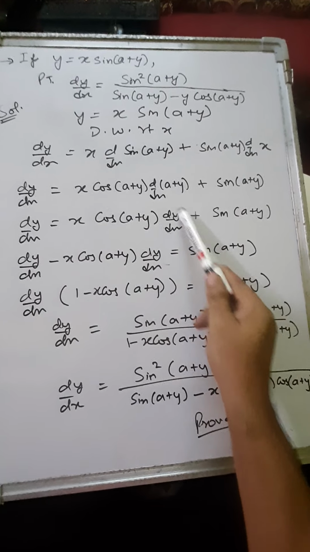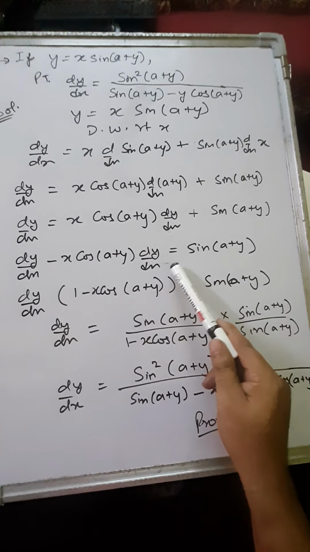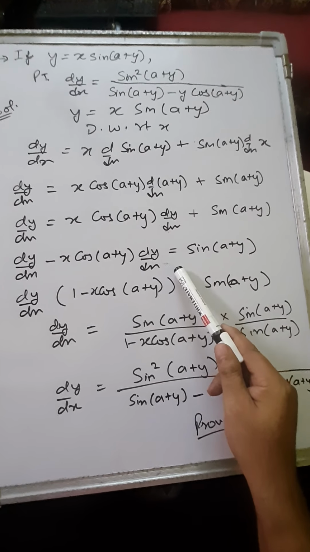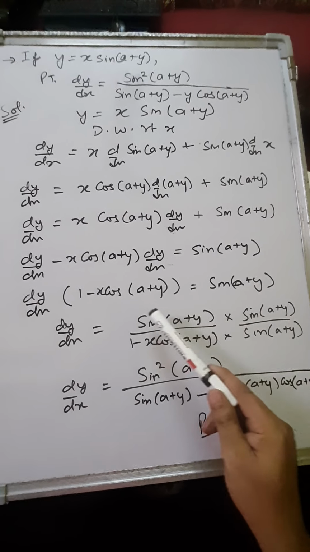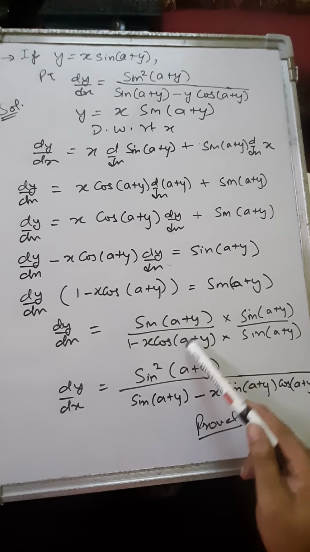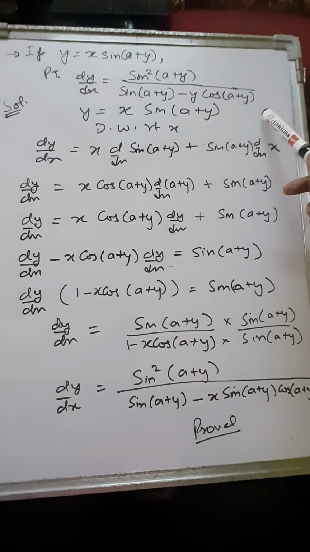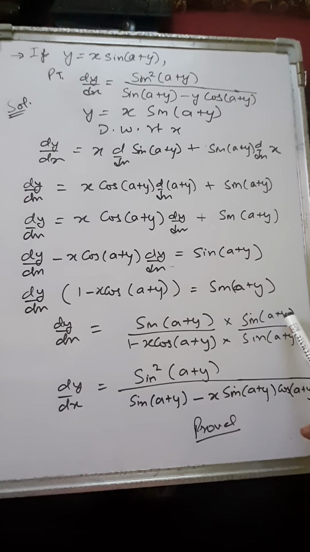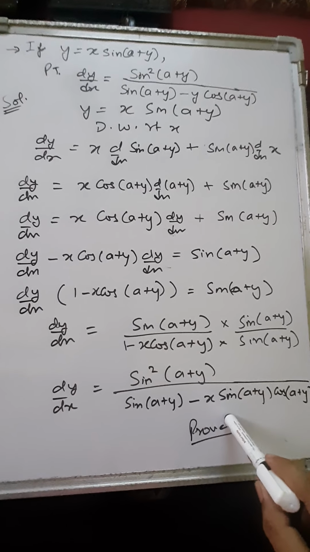Now when we transfer this term to that side, what we'll get? dy by dx minus x cos(a + y) dy by dx equals sin(a + y). We are making dy by dx the subject, because we have to calculate the value of dy by dx here. Now cross multiply. In this proof, we are supposed to get sin²(a + y), but here we are getting sin(a + y). So we'll multiply by sin(a + y) in both numerator and denominator. When we do that, we'll get our answer.